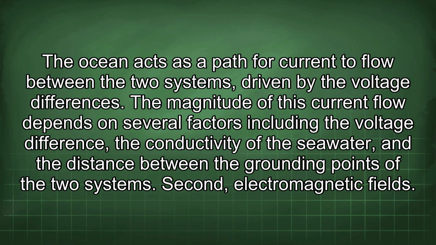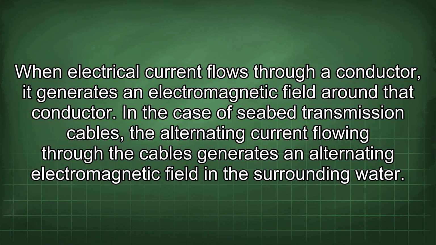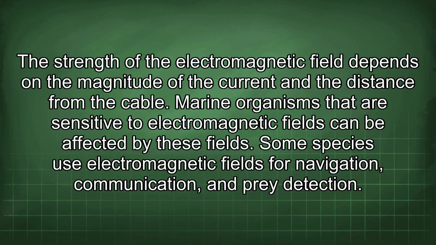Second, electromagnetic fields. When electrical current flows through a conductor, it generates an electromagnetic field around that conductor. In the case of seabed transmission cables, the alternating current flowing through the cables generates an alternating electromagnetic field in the surrounding water. The strength of the electromagnetic field depends on the magnitude of the current and the distance from the cable. Marine organisms that are sensitive to electromagnetic fields can be affected by these fields.